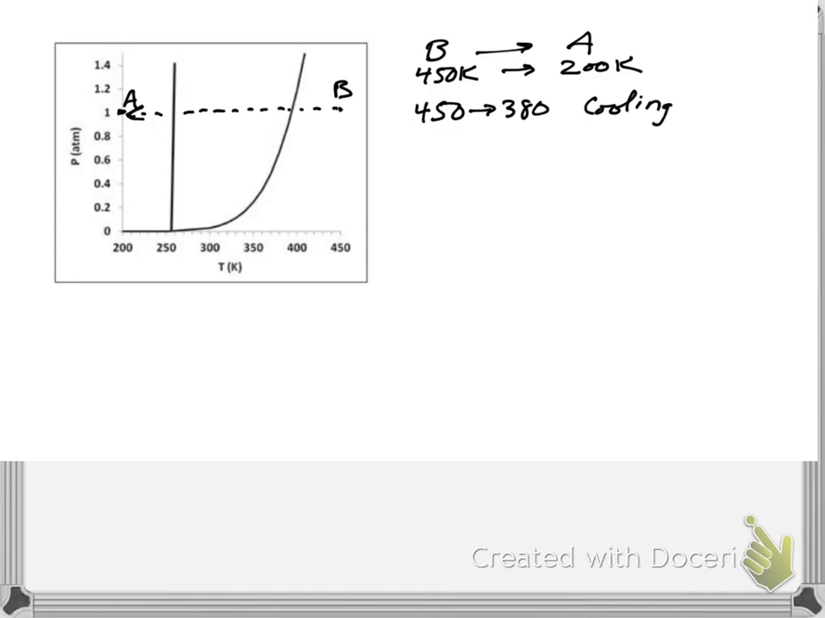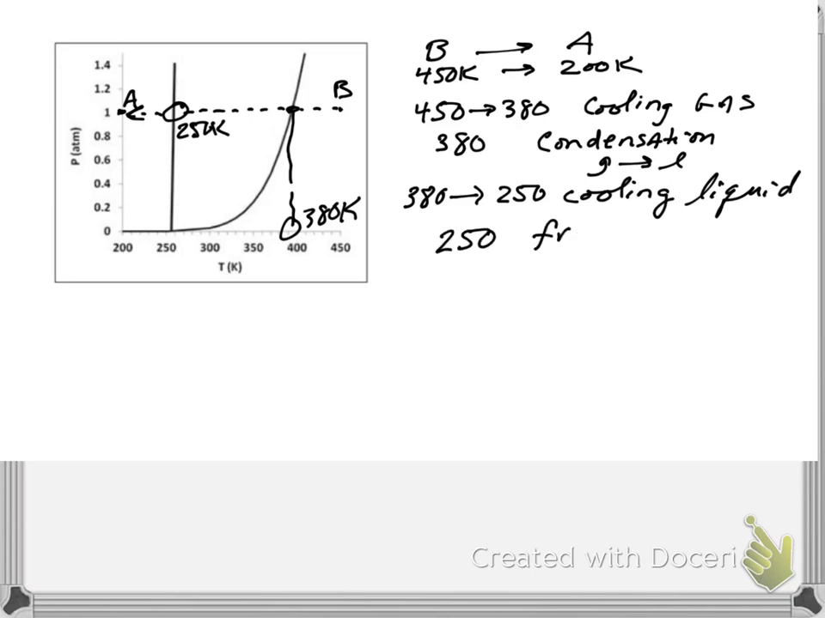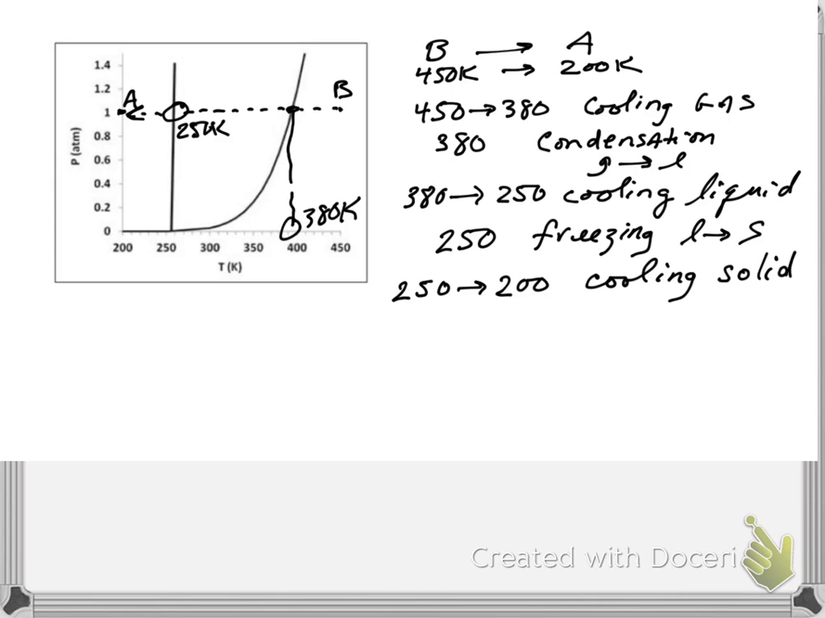First, we're going to cool the gas from 450 Kelvin to 380. And then it's going to condense the gas into the liquid form at 380. Then from 380 to 250, we will cool the liquid. And at 250, we will then freeze the liquid into solid. And then from 250 to 200, we will cool the solid. So 5 different steps. And then we're going to make the same 2 graphs.